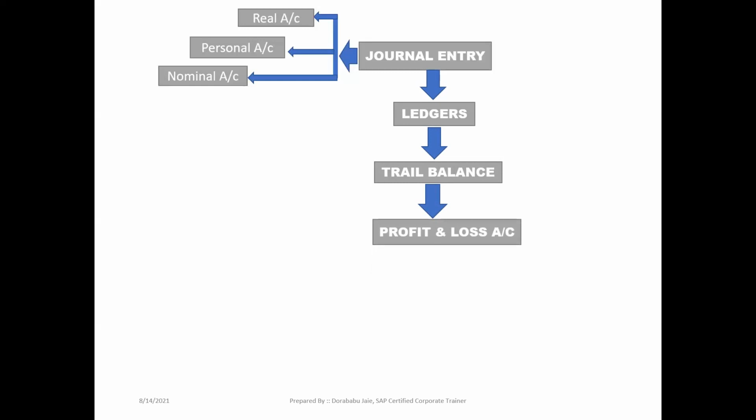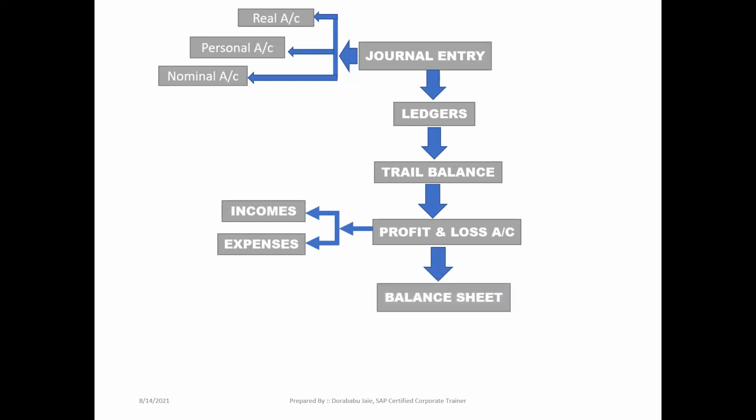Coming to the statement of profit and loss or profit and loss account, here we have two parameters. One is incomes, second one is expenses. These two parameters come under our profit and loss account. Then the continuation, balance sheet. In balance sheet again we have two parameters. One is assets and second one is liabilities.